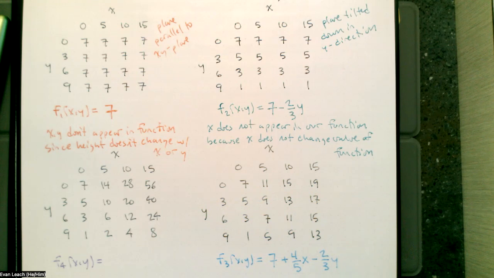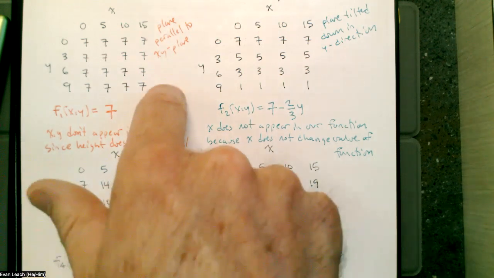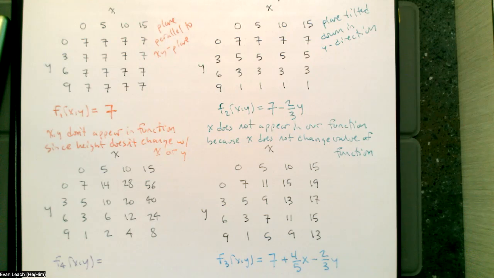What have we done to the shape of this surface? What's going on with the shape? Let's imagine the plane that we have in F1. It's all 7. I'm doing the hands thing again. And then in F2, we subtracted 2/3 y. So we tilted the plane down in the y direction.